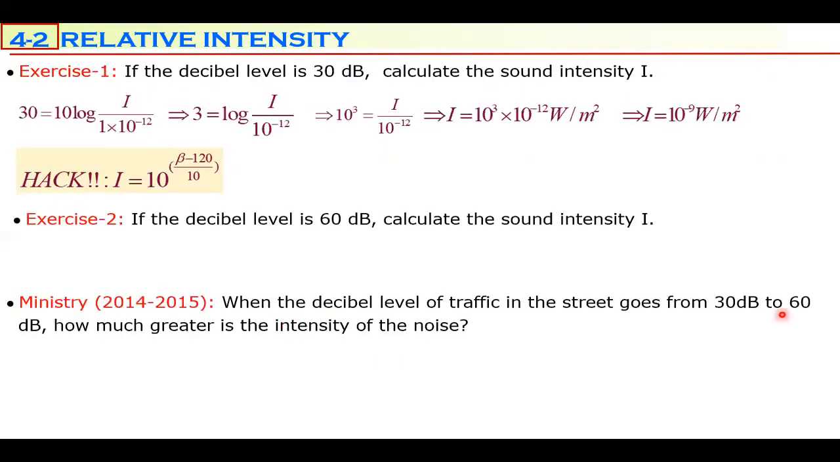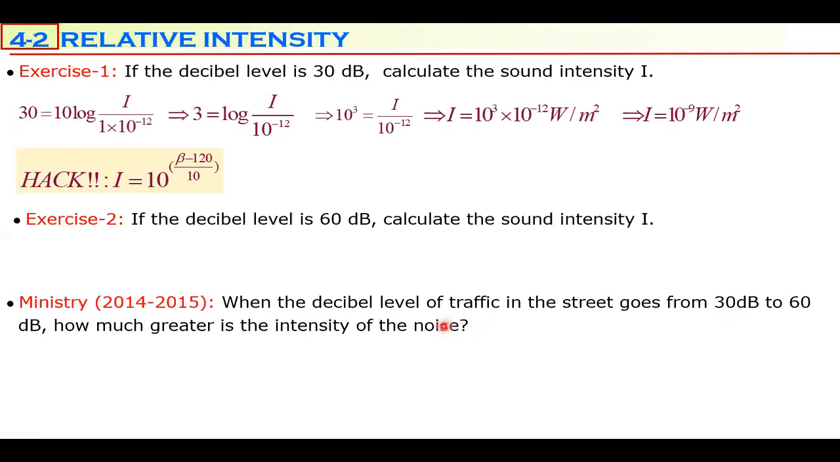This is beta final, 60. Beta initial, which is 30. So the ratio of the noise intensities: you are going to take the first digit from the left of these numbers and divide them. 10 to the power of 6 divided by 10 to the power of 3 is your answer, which is 10 to the power of 3, that is, the sound noise intensity decreases 1000 times.